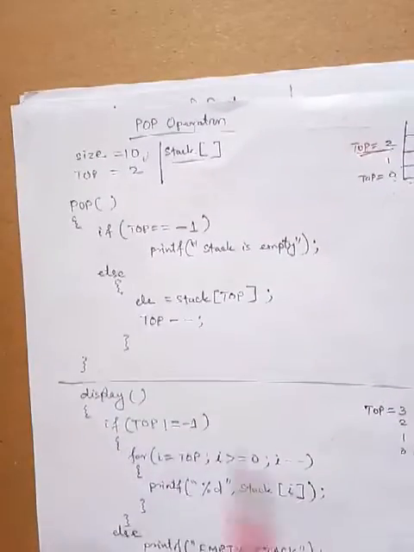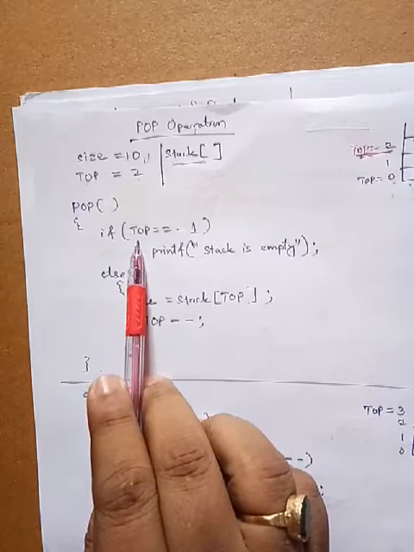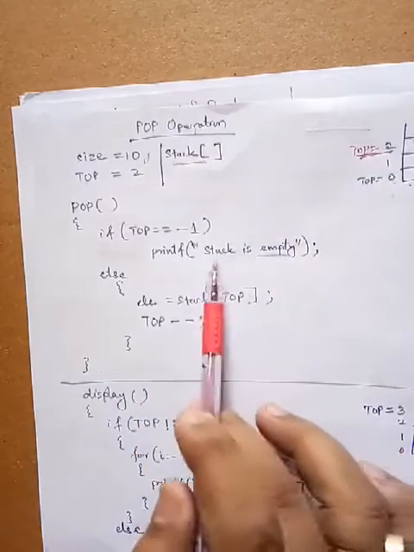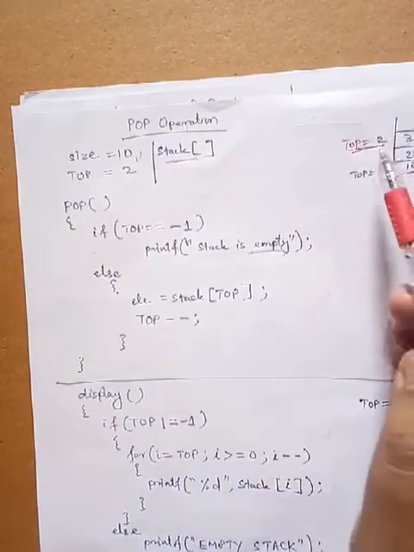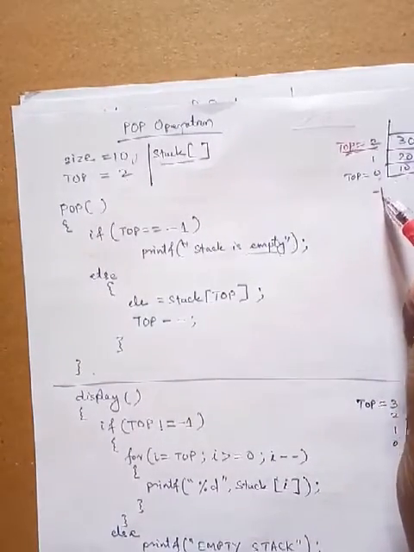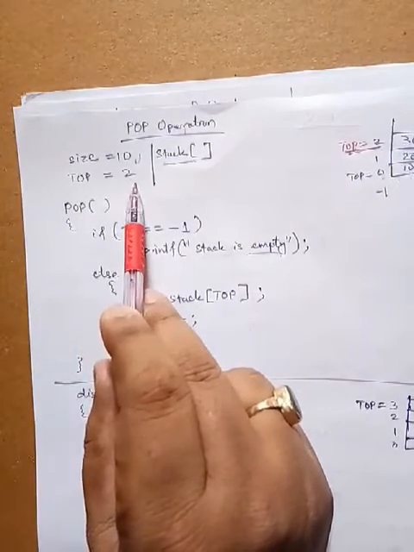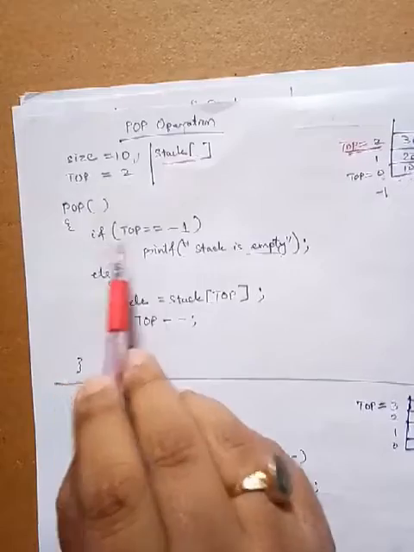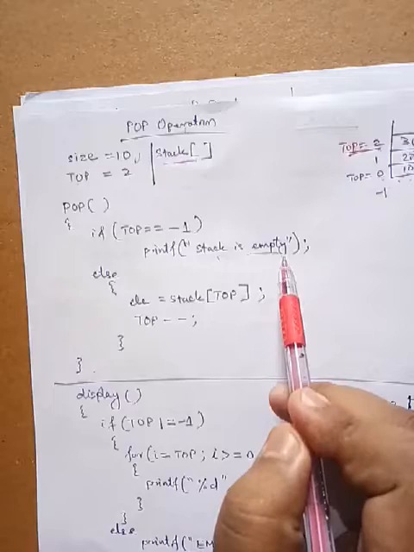In the pop operation, you have to check the underflow condition, whether the stack is empty or not. If the stack is empty, then you have to print a statement that the stack is empty. So if top is equal to minus 1, the stack is empty. Here we have top equal to 2, which means there are 3 elements, so we can pop any element. So if top is equal to minus 1, then the stack is empty. There is a statement for empty.